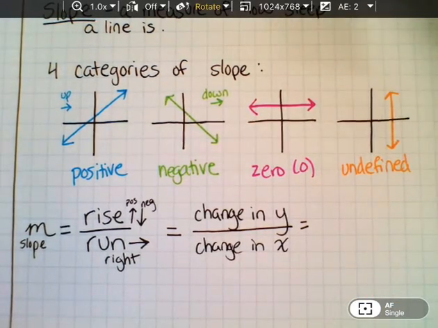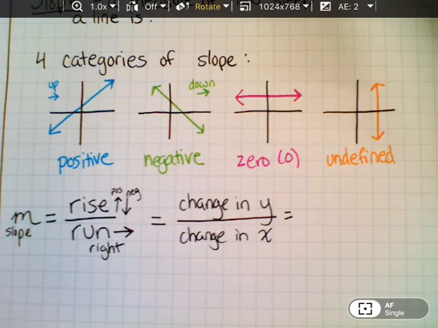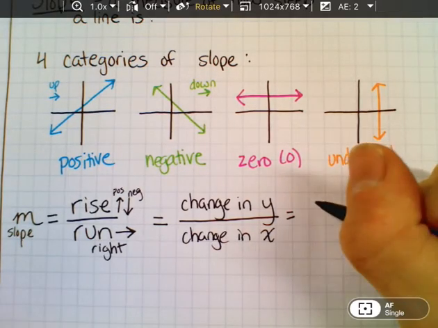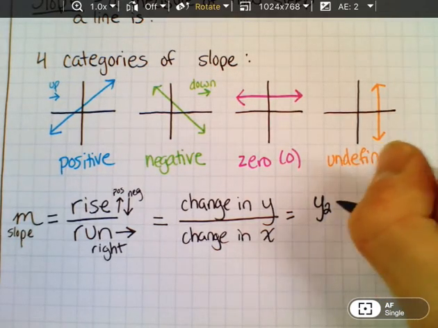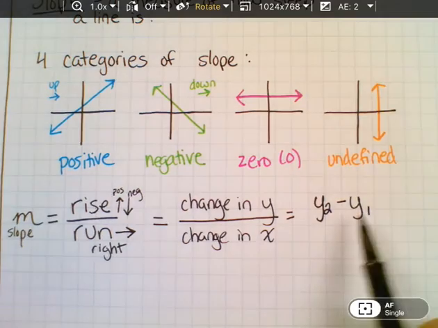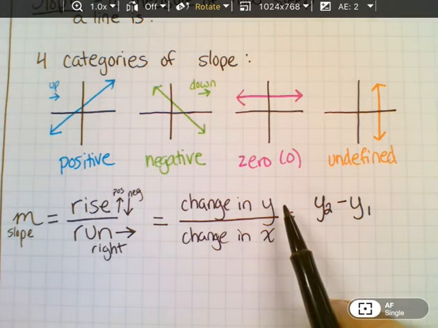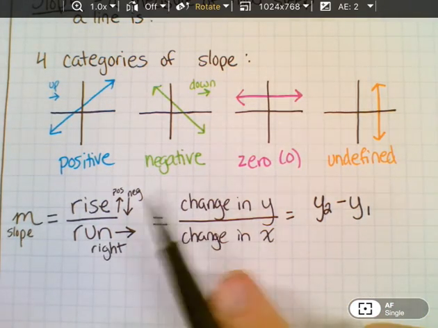So I'm going to write this formula that I don't know if you've seen before, and it looks completely freaky, but we're going to practice it. Don't stress. Here's what it looks like. y2 minus y1. So this means if we have 2 points, we subtract the y's from each other, and that will give us the change in y, or the rise.